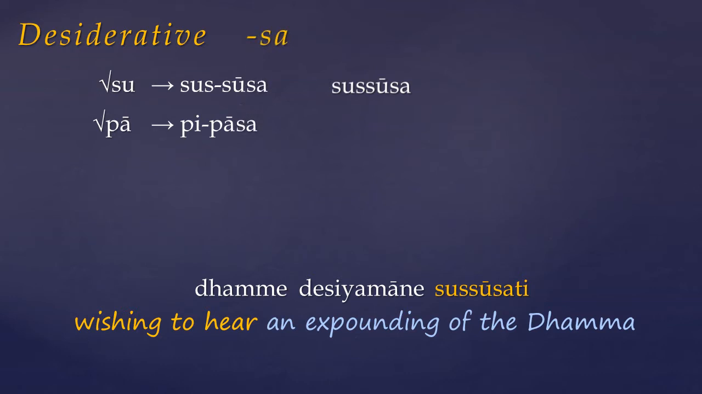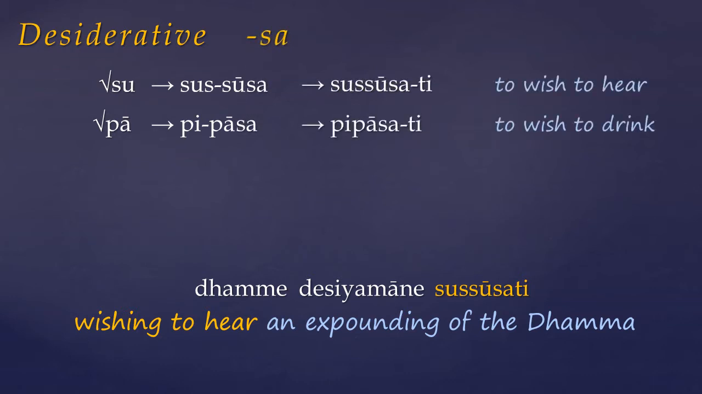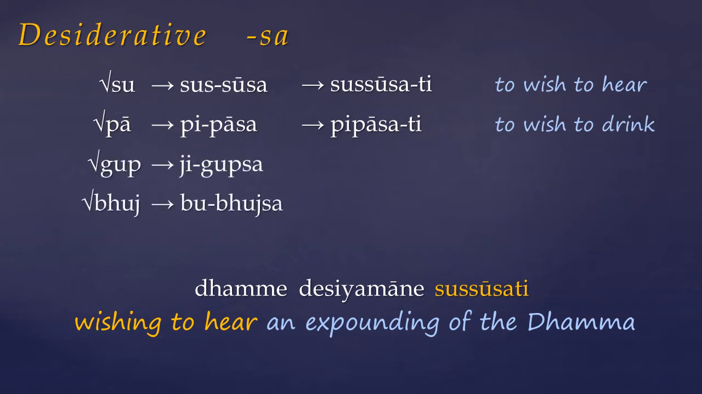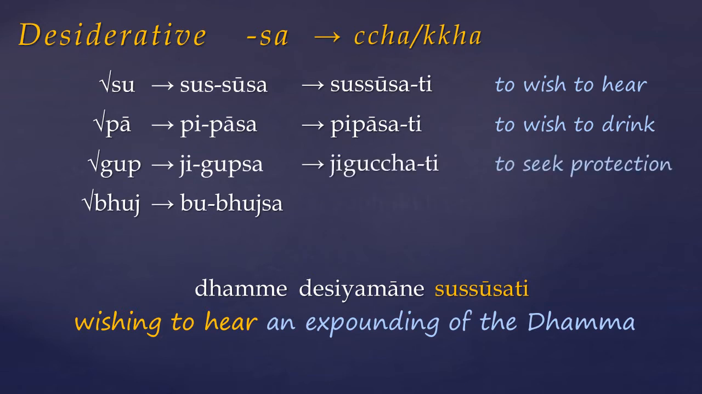And to this, a characteristic sa infix is added. And when the root ends in a consonant, this most often assimilates to either cha or ka. Now again, the rules for the duplication are complex, but as these normally have separate entries in the dictionary, it's really not necessary to get to grips with the derivation.